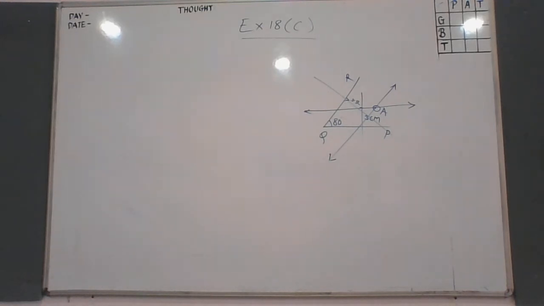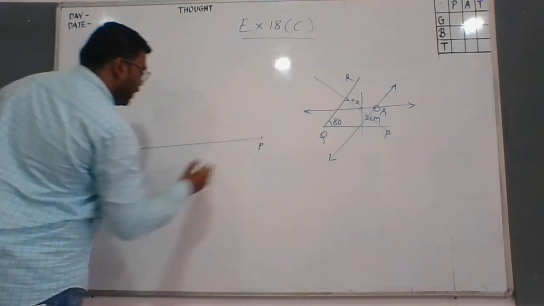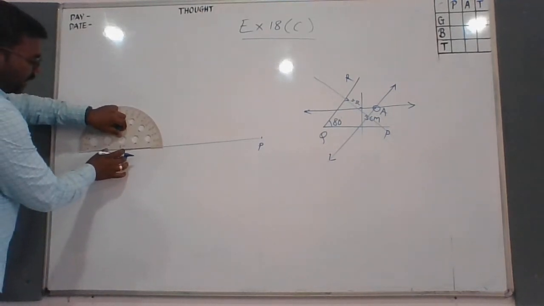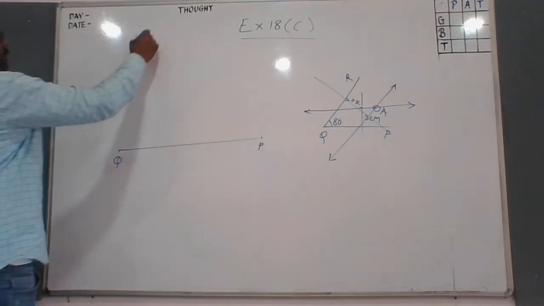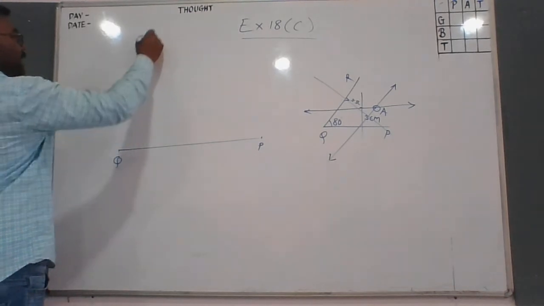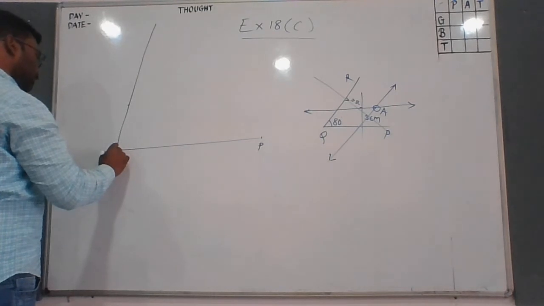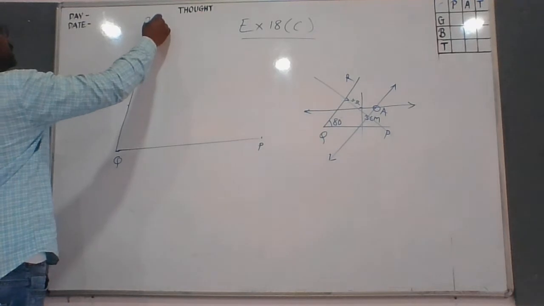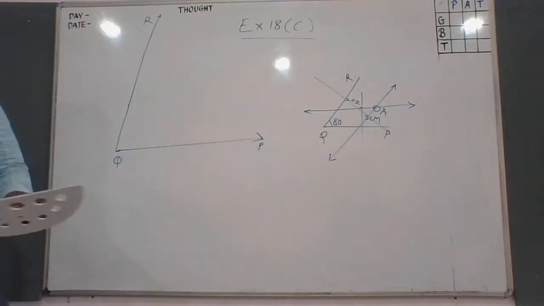First is we want to construct the 80-degree angle. So to construct the 80-degree angle, we need a protractor, because with the help of compass, it is not possible to construct. P, Q. Put the pointer here and measure 80 degree. Here is the 80 degree. Okay. So this is our 80 degree angle. PQ, and suppose this is R.